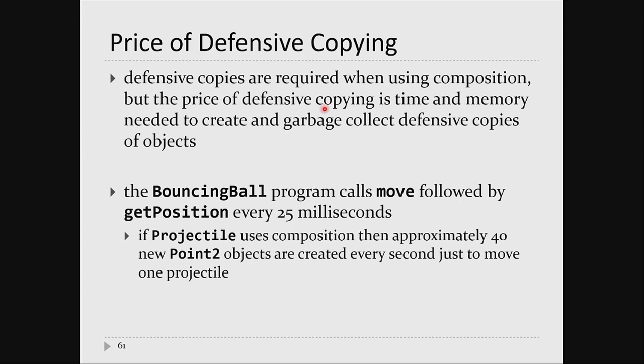Okay, so the defensive copies are required when you use composition. But the price of defensive copying is the time and memory you need to make the copies. Every time you make a copy of an object, that takes up memory, and it also takes up time because you have to do some computation to actually make the copy. Every time you make an object, at some point in time, you have to get rid of the object. So the garbage collector is going to come along and get rid of any copies that aren't needed. That means there's also going to be time spent by the garbage collector cleaning up all of these excess copies.